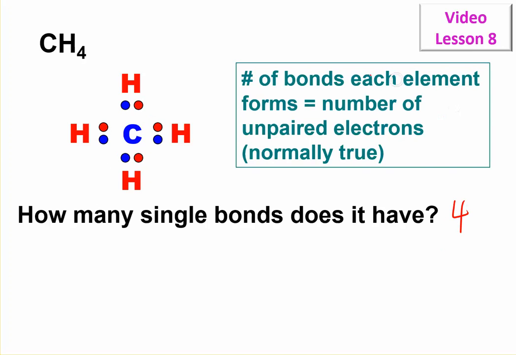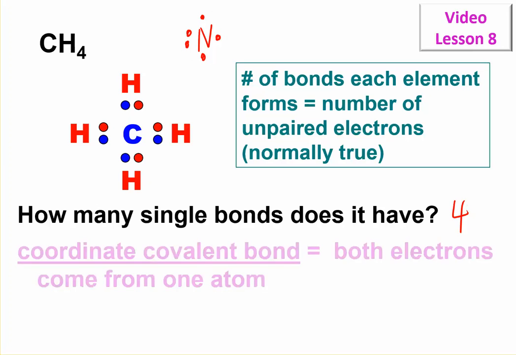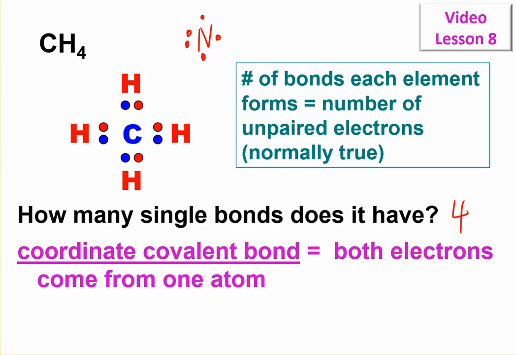So this is what I was saying. Something like nitrogen has 3 unpaired electrons, and we would expect it to form 3 bonds, one on each of those sides. In a coordinate covalent bond, both electrons come from one atom. So an example of that would be if you have a hydrogen that bonded right here. This would be a coordinate covalent bond.